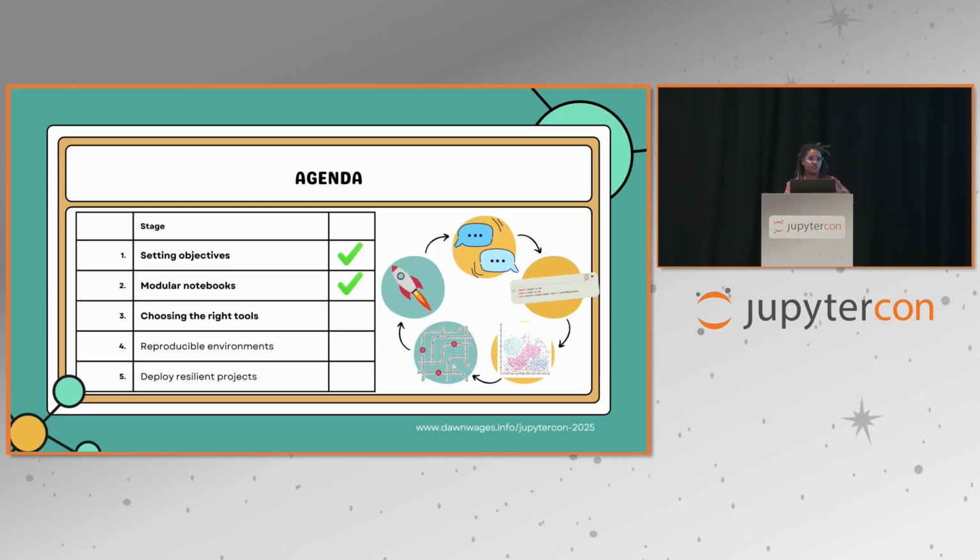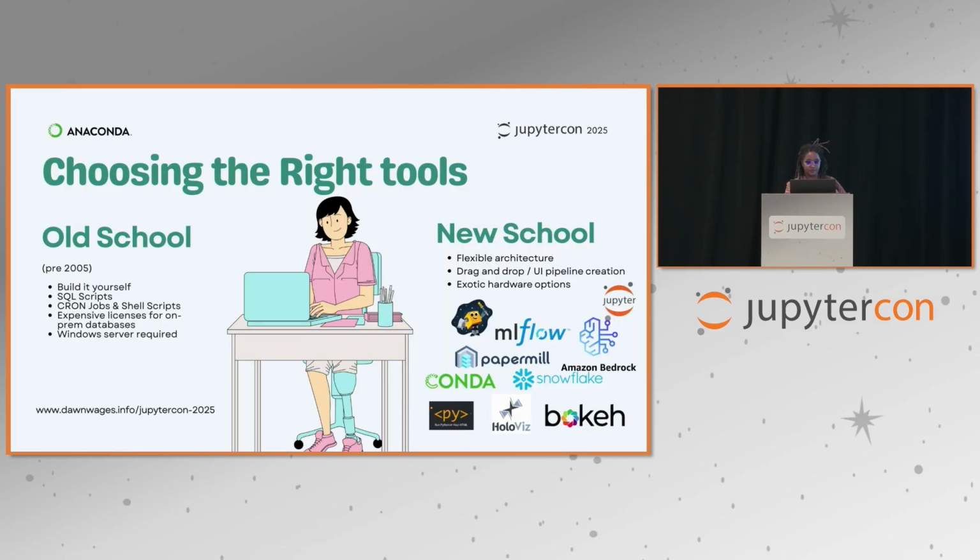So next, let's talk about choosing the right tools. The old school approach was using one monolithic architecture for an on-prem database, and then the rest you're building yourself with SQL, cron jobs, shell scripts, and you had to do it all on Windows. Now we have flexible architectures, drag and drop UI pipeline creation, and exotic hardware options. And the majority of deploys are happening on Linux distributions.